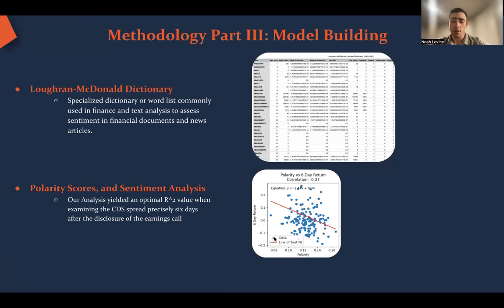So you can see the polarity for all of the transcripts is actually greater than 0, which makes sense because typically management in earnings calls wants to express optimism. And so we didn't get any data points below 0. The other interesting pattern we saw was that there was some correlation, at least linear correlation, between the polarity and the 6-day return. So clearly, as positive polarity increased, meaning more positive sentiment, the spread decreased, which means less risk, which we expected.